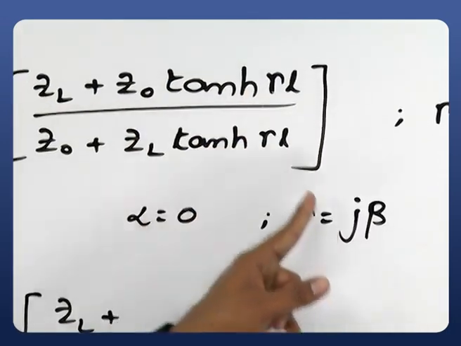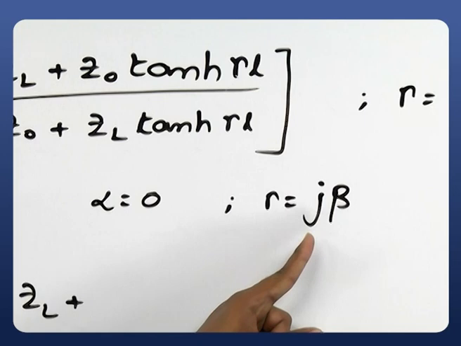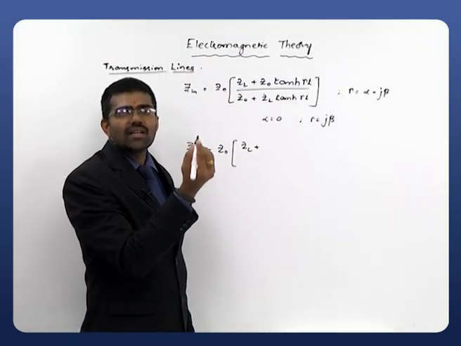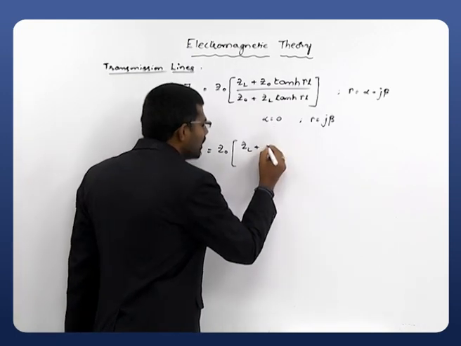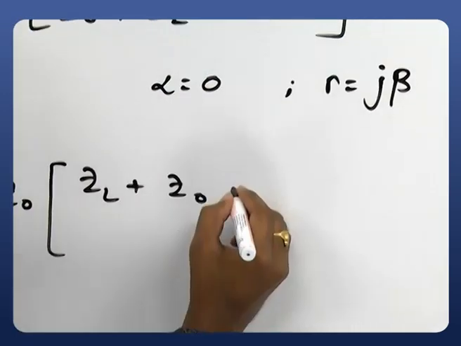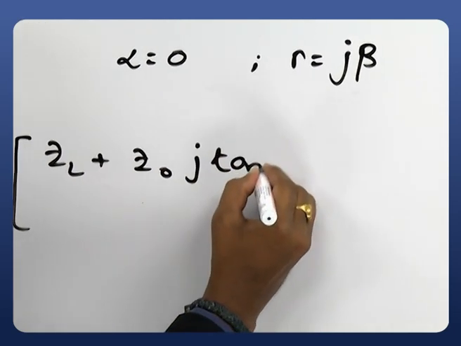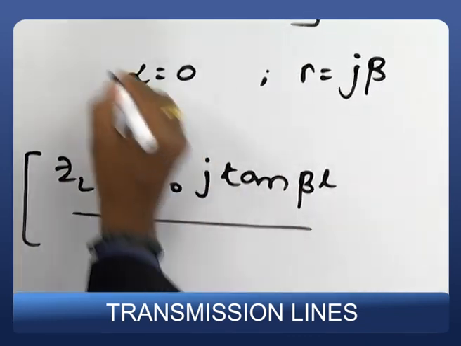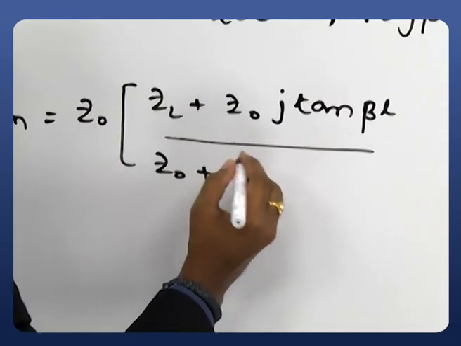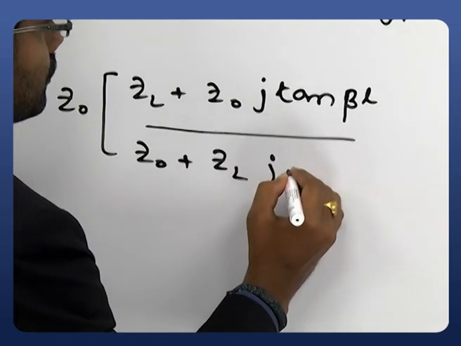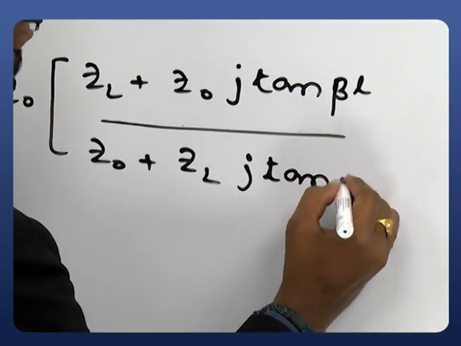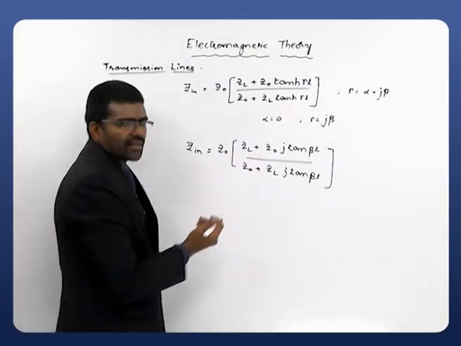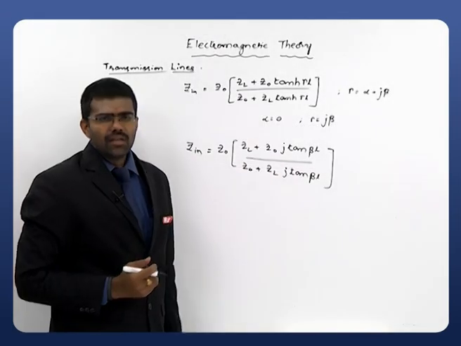Tan hyperbolic function of any complex number is nothing but j tan x. As an example, if you are taking tanh jx, then this can be written as j tan x. Remember that point. I am writing that point here: Z0, this entire thing can be j tan, instead of x what we have here, beta L, divided by, similarly here also this can be written as Z0 plus ZL j tan beta L, or this can be written as jZ0 tan beta L. This can be written as jZL tan beta L.